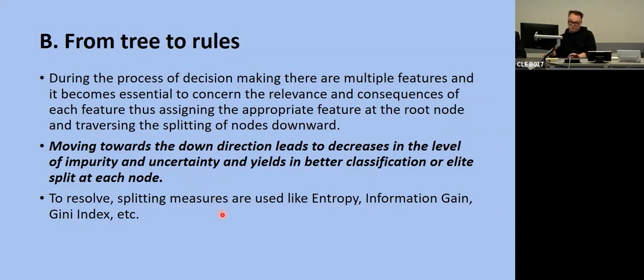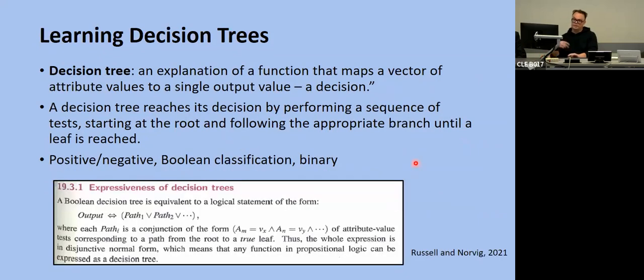To resolve these from the tree to rules, there are splitting measures like entropy, information gain, and Gini index. Some of these are easy to calculate. Some are a little bit of difficulty. Some applications do actually calculate them for you when loading the data to create the tree, and they bring forth the Gini index or ratio, etc. And I'll show some examples of that. Okay, so decision tree, just let me define it a little bit here.